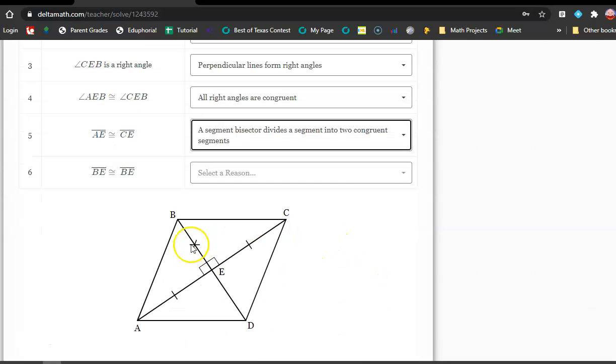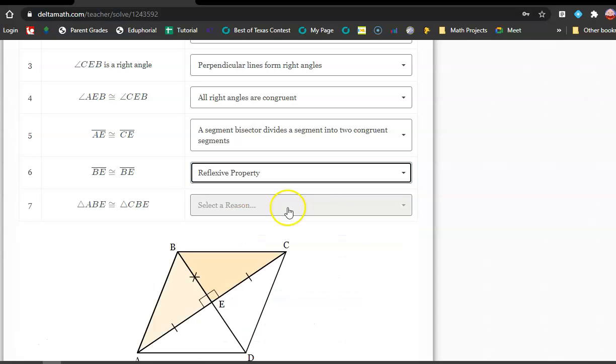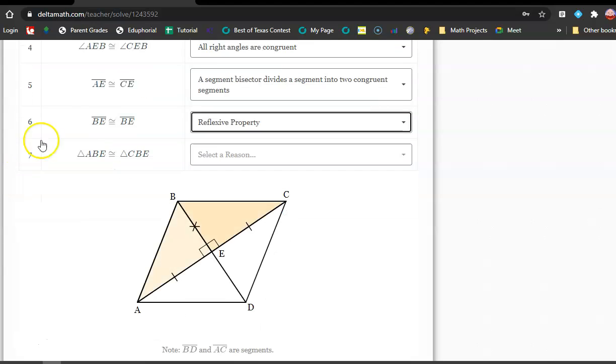Now the next thing we're going to say is that segment BE is congruent to segment BE. That makes pretty good sense, right? Something's congruent to itself. Hopefully you remember what that property is called. That is the reflexive property, because you are congruent to your reflection, unless you're looking in the cloud mirror. But the reflexive property says something is congruent to itself. Anything is. Angles are congruent to themselves, segments are congruent to themselves, triangles are congruent to themselves, everything is congruent to itself.